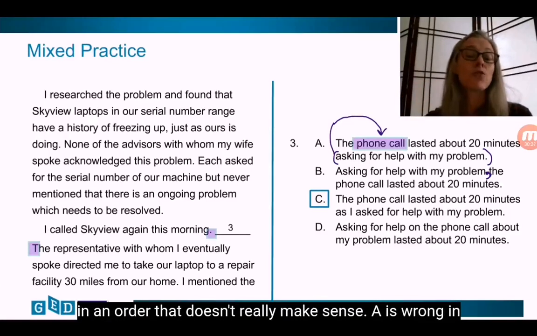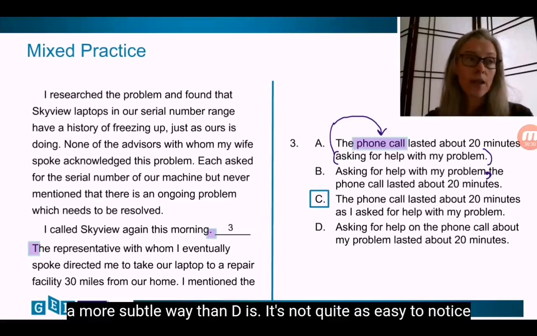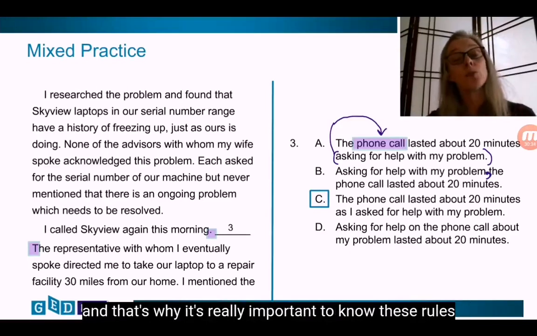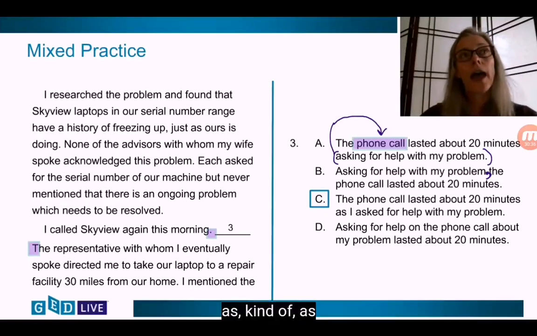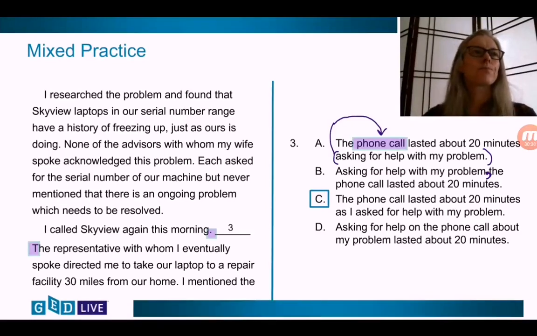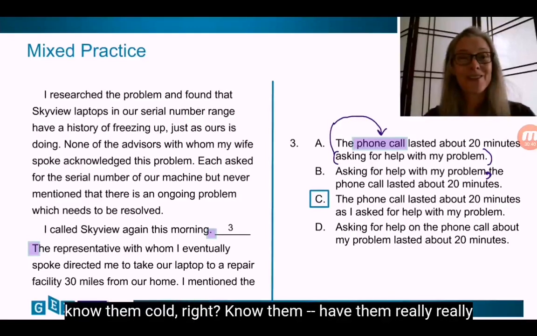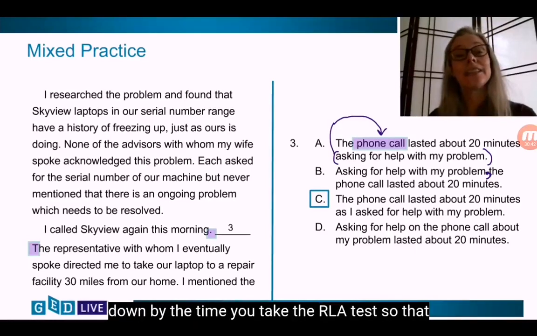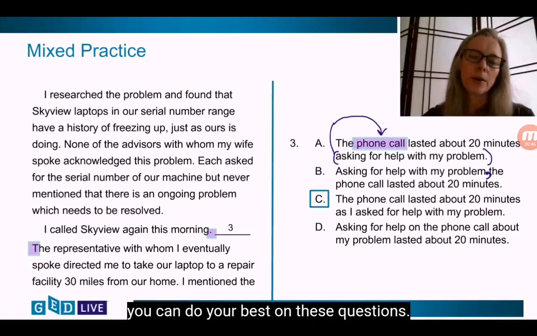Right? A is wrong in a more subtle way than D is. It's not quite as easy to notice, and that's why it's really important to know these rules cold. Know them, have them really down by the time you take the RLA test so that you can do your best on these questions.